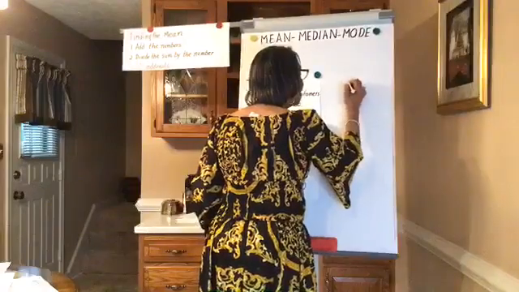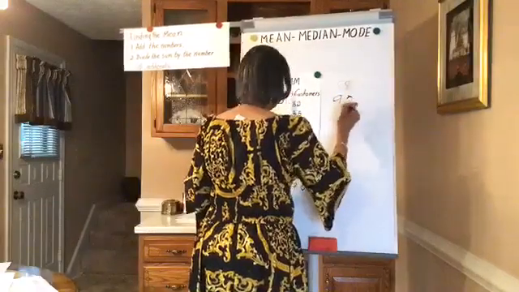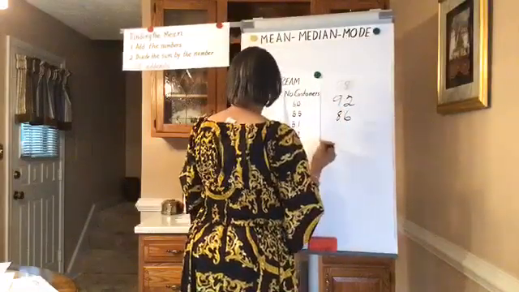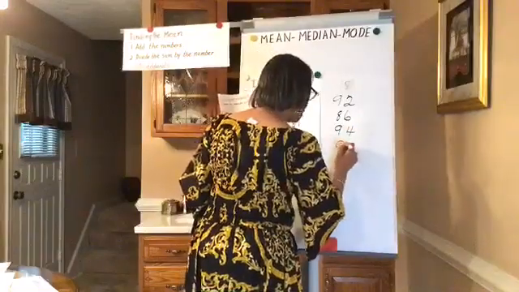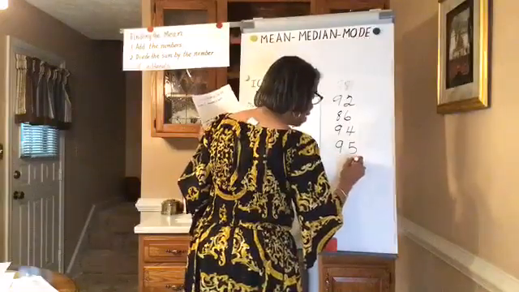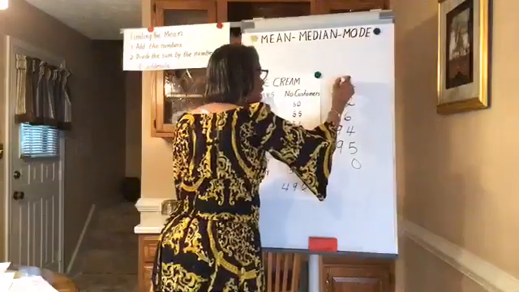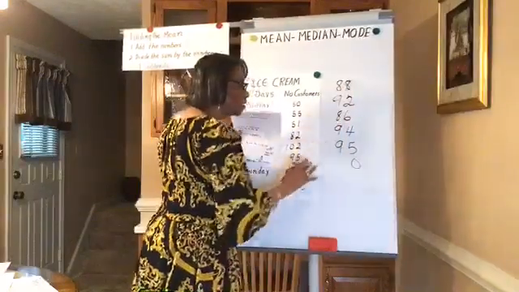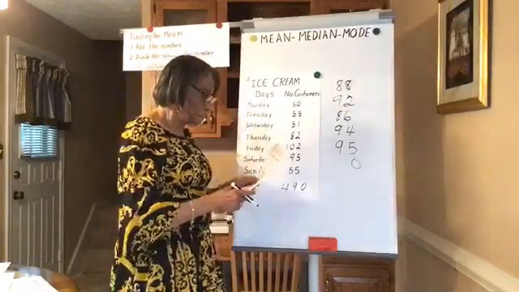88. My pens are drying out. 92. 86. That's what this is. 94. 95. All right, and let's say you didn't do one of the homework assignments. And let's see what this average would be, what this mean would be. 88, 92, 86, 94, and 95.